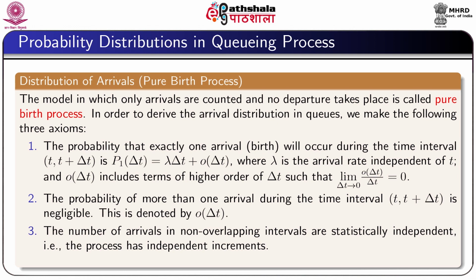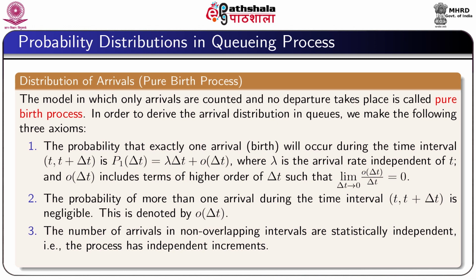Axiom number 1. The probability that exactly one arrival or birth will occur during the time interval t plus delta t is P1 delta t, which is equal to lambda delta t plus order of delta t, where lambda is the arrival rate independent of time t and order of delta t includes terms of higher order of delta t such that limit delta t tends to 0, order of delta t by delta t is equal to 0.